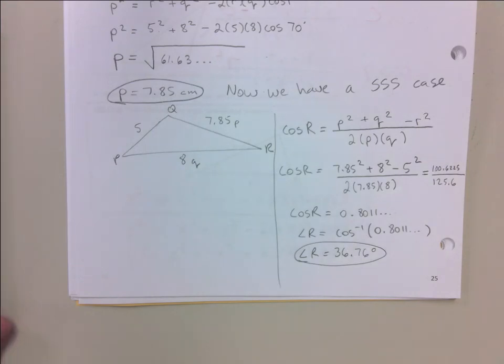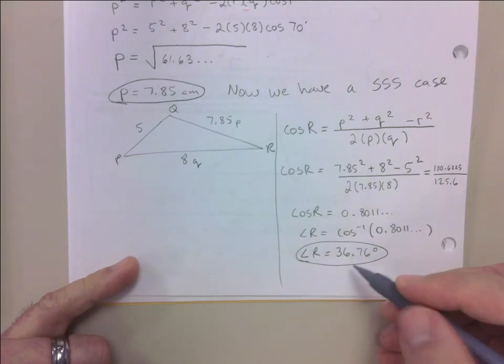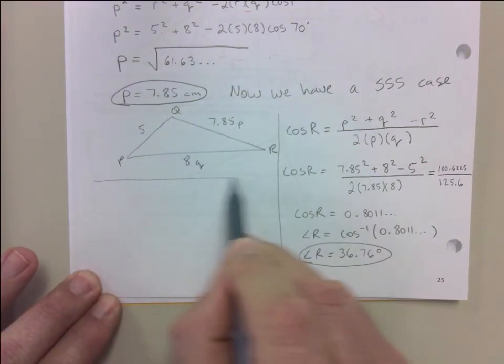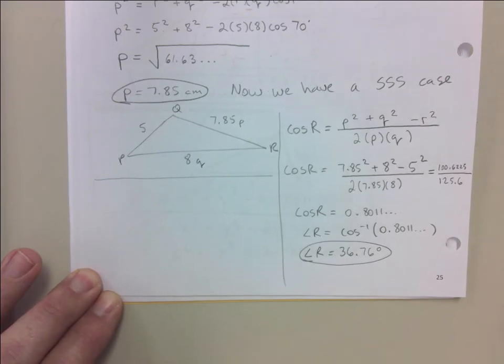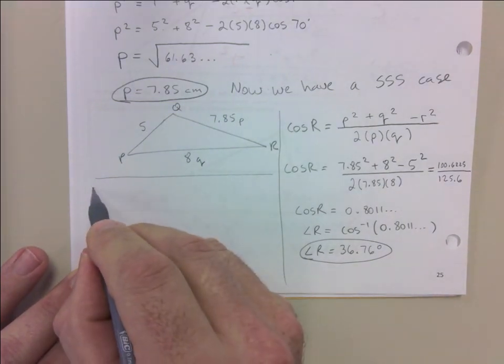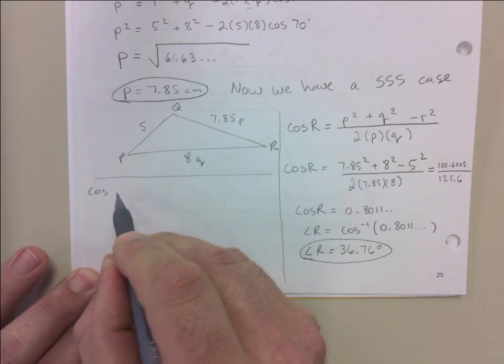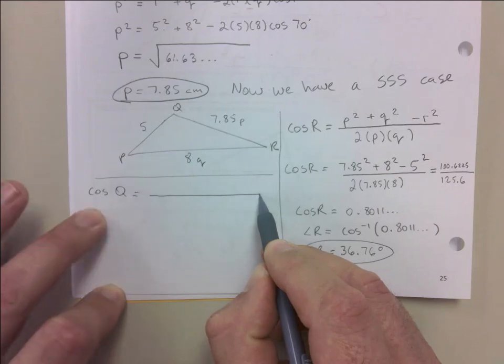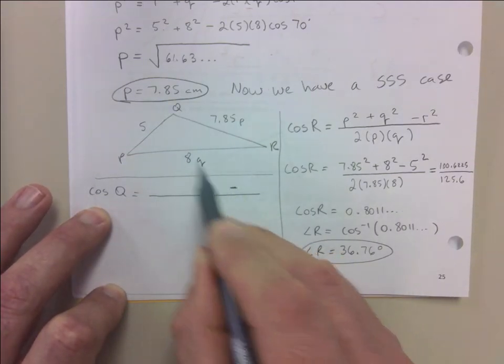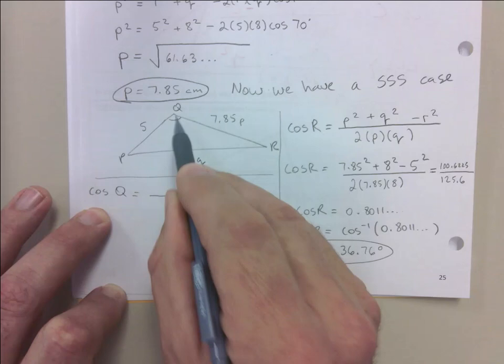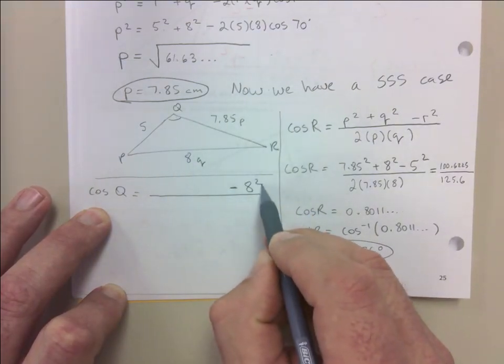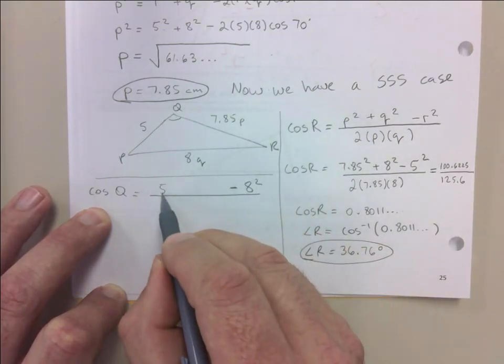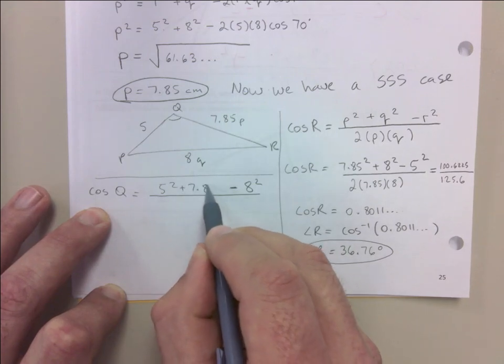Okay? How do I find angle Q now? Let's do that right here. Cosine of Q. I'm going to skip the letters, okay? What I need to make sure is if Q is what I want, then I go 8 squared here. This is 5 squared plus 7.85 squared.